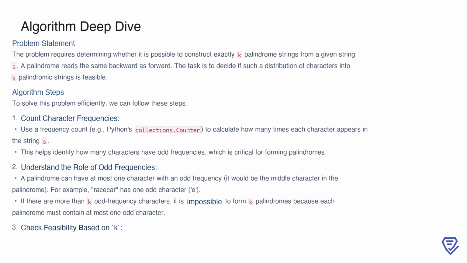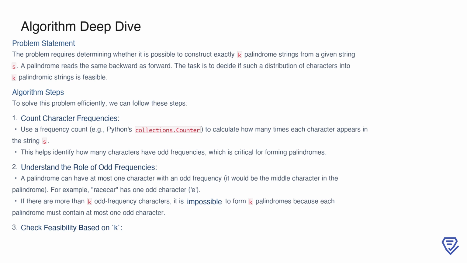The first step in our approach is to count the frequency of each character in s. This helps us identify how many characters have odd frequencies, which is crucial because a palindrome can have at most one character with an odd frequency. For instance, in the palindrome racecar, the character e appears an odd number of times. If there are more odd frequency characters than the number of palindromes k we want to create, it's impossible to achieve the goal because each palindrome can only accommodate one odd frequency character.